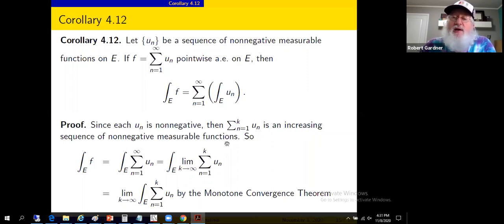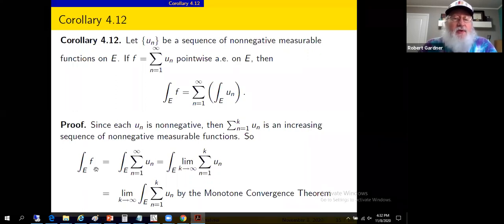The series stuff I write as a sequence of partial sums, and then we're totally having a conversation about sequences of functions as we've had previously, as the monotone convergence theorem addresses. All the convergence theorems address sequences of functions, not series. So this is a fairly unique result for real analysis 1.